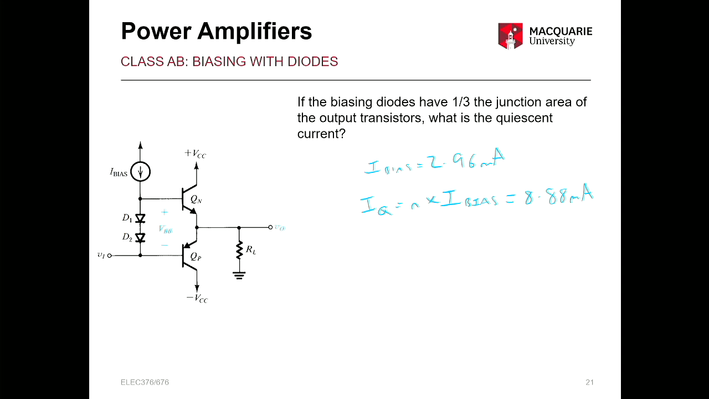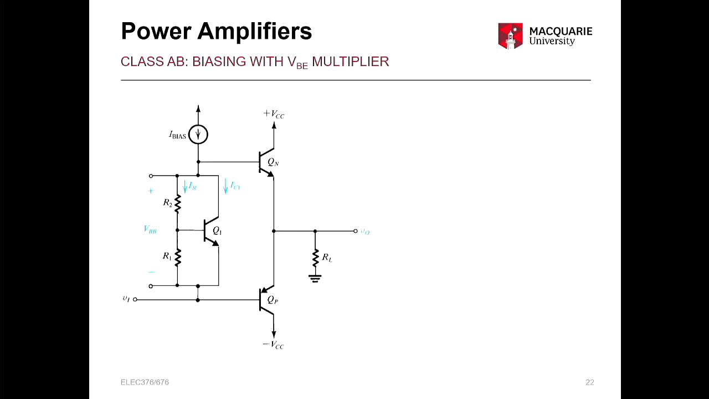So we'll also look at an alternative, which is biasing with what's called a VBE multiplier. This is just another way to set up that bias voltage to convert your class B to class AB. So you can see we still have a bias current up here, still supplying to the base of Qn, but now we have this little circuit with an extra transistor and 2 resistors. Setting up at these terminals here, there's your VBB voltage.